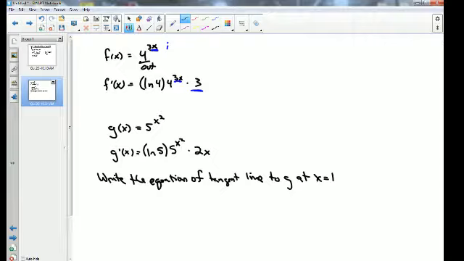Okay, so continue. This is a big thing. We're evaluating g at 1, which gives us 5. That's our point. And g prime at 1 gives us zero.